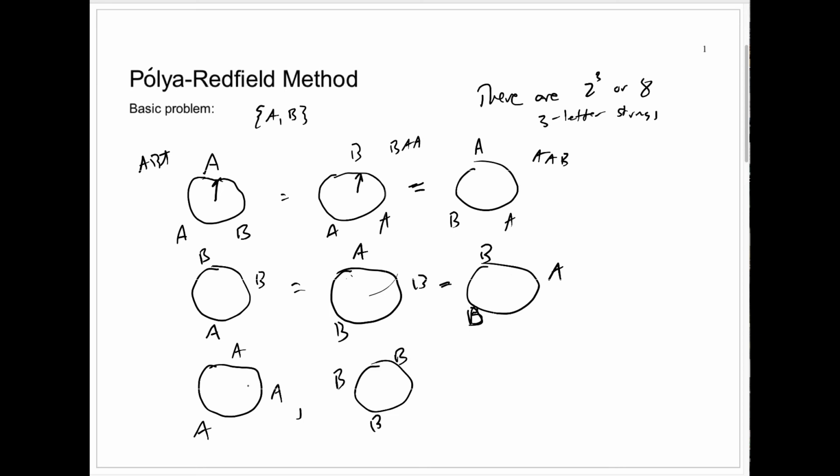Here, of course, the string AAA and the string BBB also count as different from the others. So there are 8 different 3-letter strings, but when it comes to how many ways you could arrange people around the table that are now considered different, there are only 4 possibilities. This one, this one, this one, or this one.